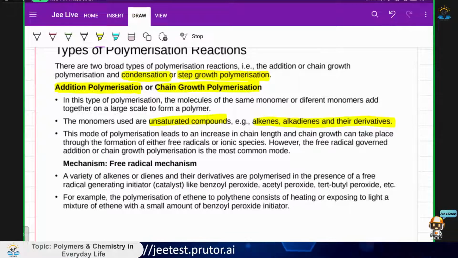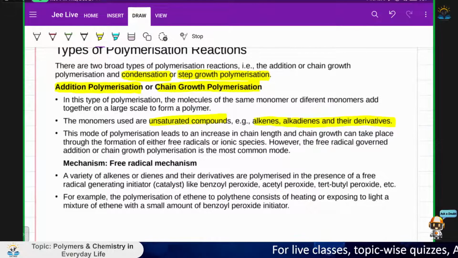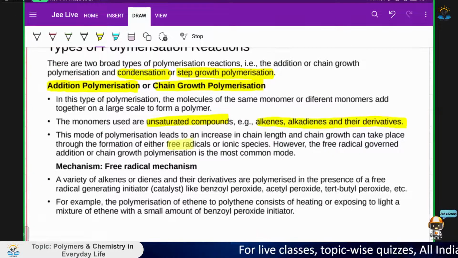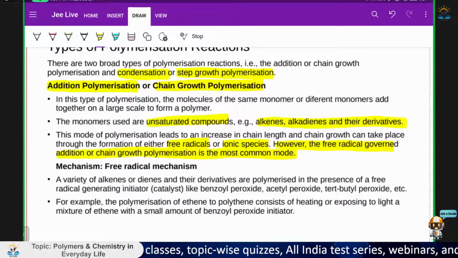This mode of polymerization leads to an increase in chain length, and chain growth can take place through the formation of either free radical or ionic species. So in this method, the chain length can be increased by either forming free radical or ionic species, but mainly by free radical mechanism only. However, the free radical driven addition or chain growth polymerization is the most common mode.